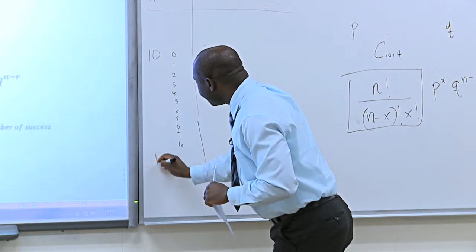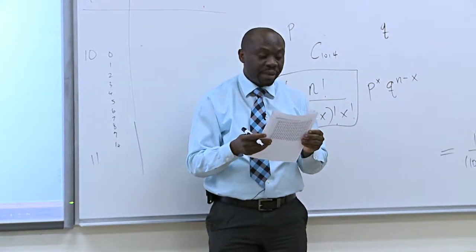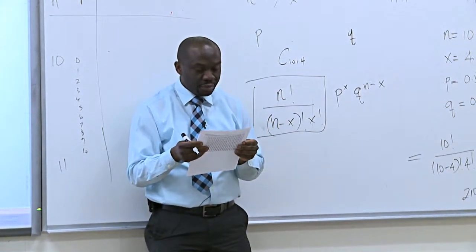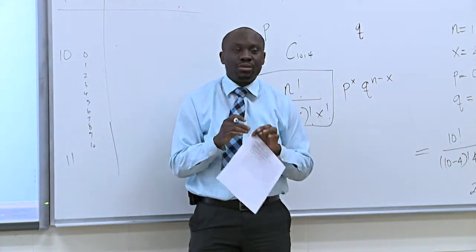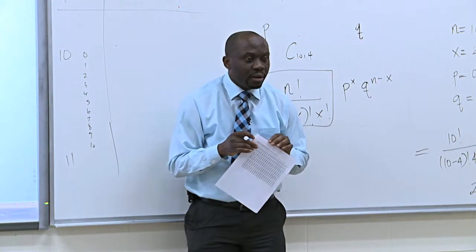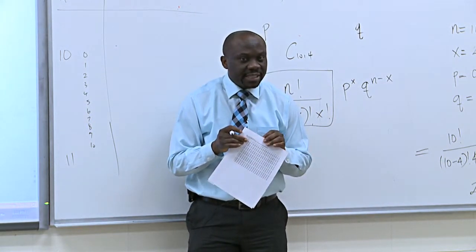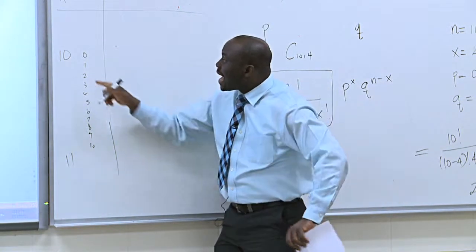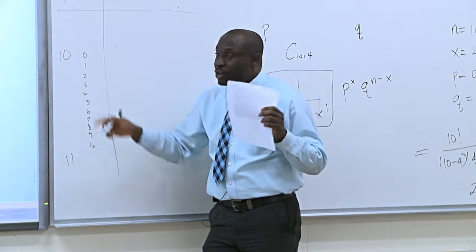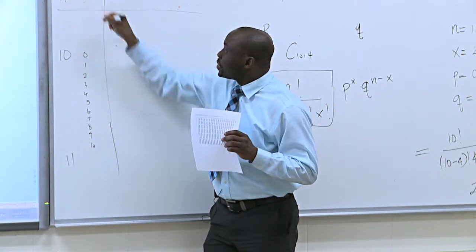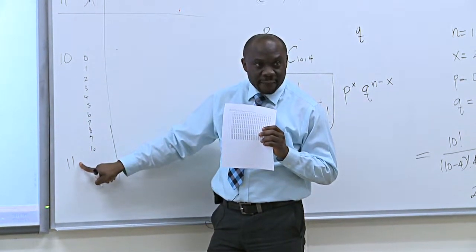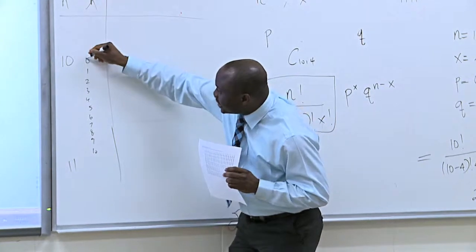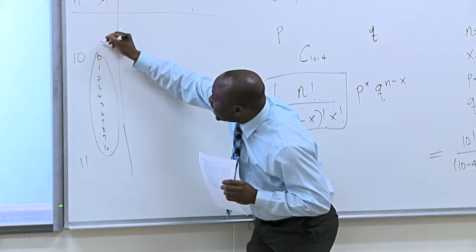Have you found 10? Should be the next page. Turn to the second page. Is everybody set? Now look at the 10. Under the 10 on your table, you realize that the X's start from 0, 1 through 10, then 11, right? So these numbers represent the X.